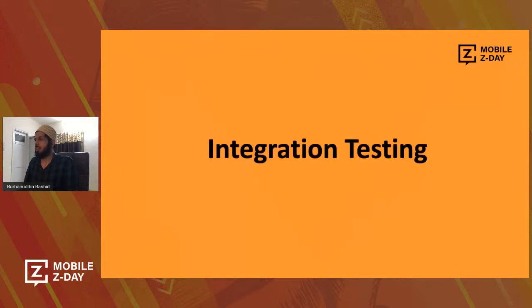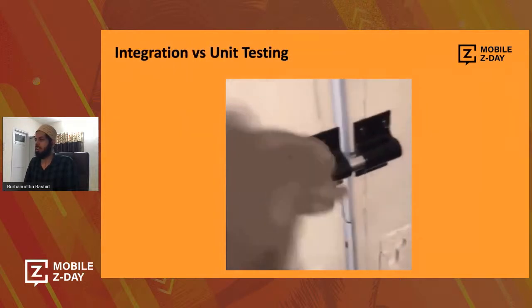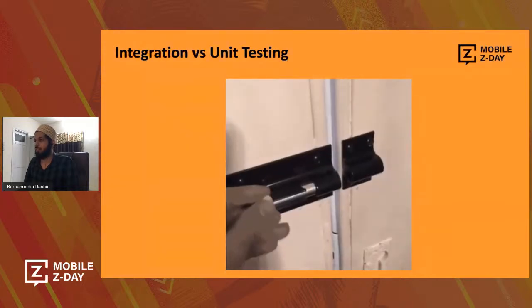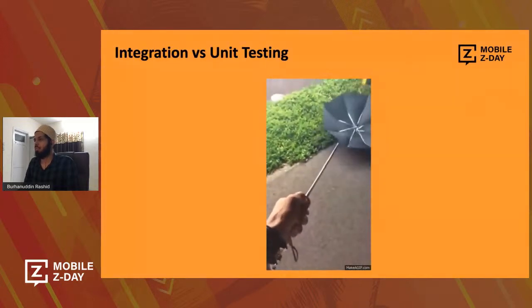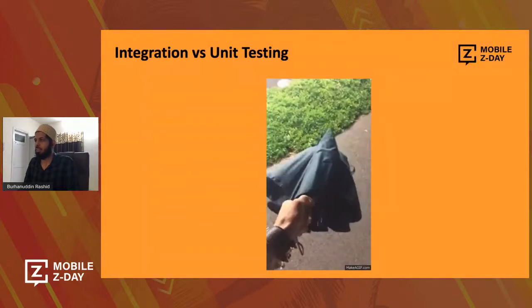So let's start with integration testing. Why do we choose integration testing over unit testing? Because of this: here the units are working fine, but the integration of the door is not working. And this is my favorite one, where the umbrella is working, but not fully integrated.